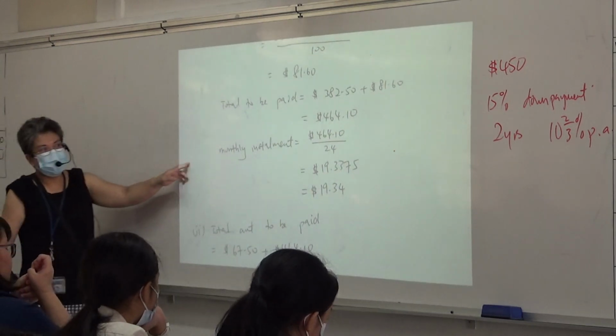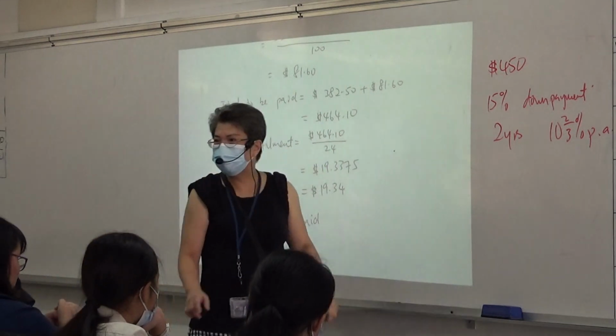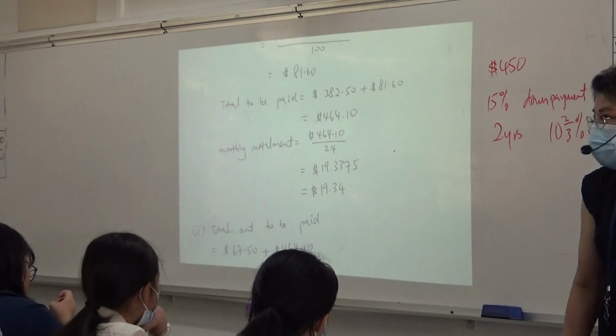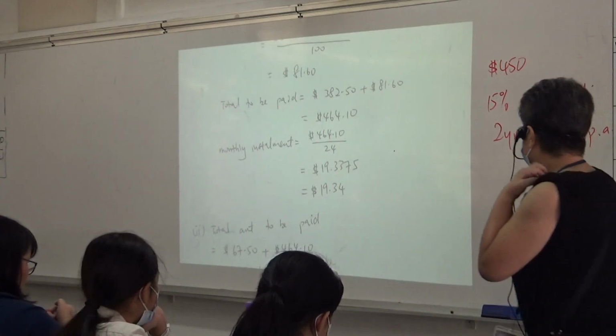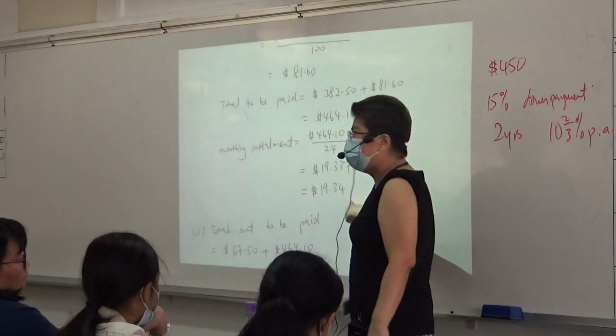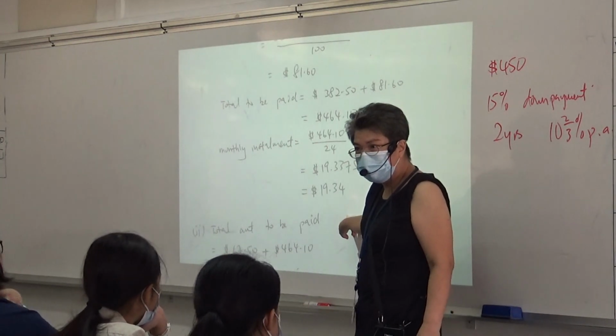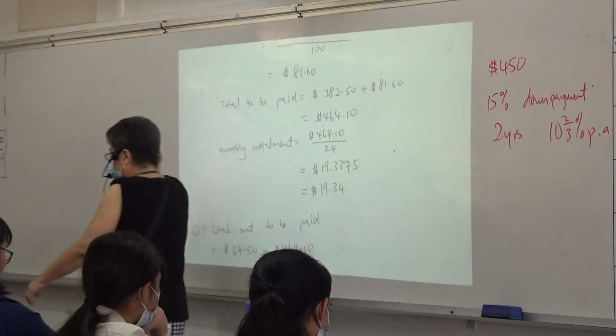Now, monthly installment, I have to divide by 24. Why 24? Because 2 years is 24 months. Okay? Then money I said to put into 2 decimal places. Understand now? Okay, part 2 is easier.